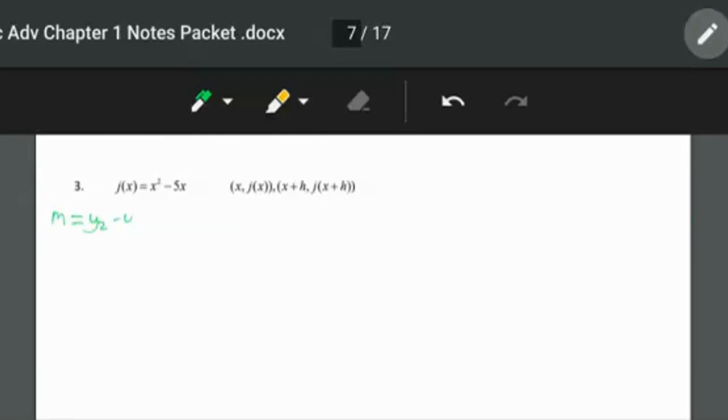I like to write the formula y2 minus y1 over x2 minus x1. We've got our 2 points. This is one of our points. We could call this x1, y1. And this is another point. This is x2, y2. So all we got to do is plug that stuff into our formula.